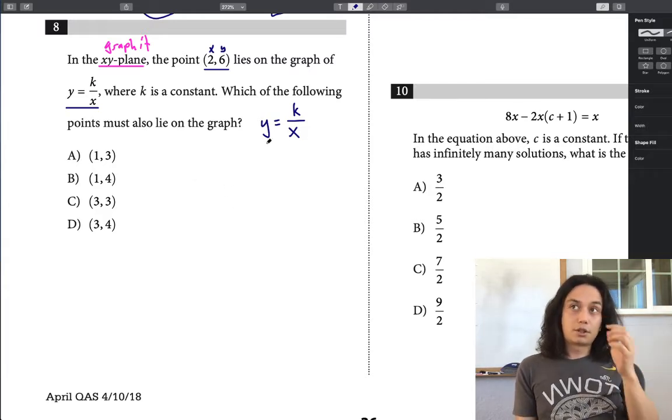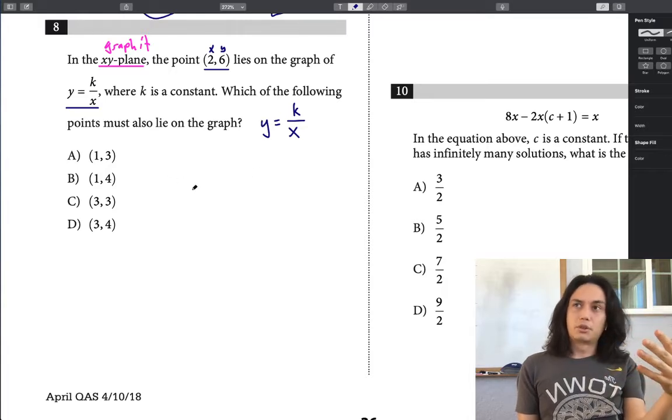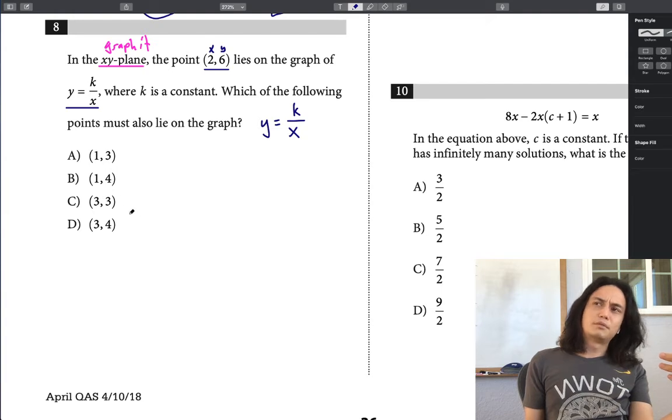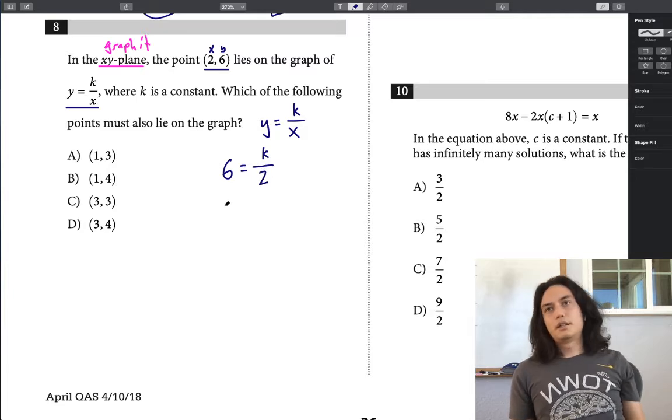The way to solve this question is we're going to plug these points in for x and y, solve for k, and then, I don't know what the next steps are. Probably either plug these in or, my guess is going to be plugging this in, but let's see. So we're going to plug 2 and 6 in for x and y. 6 is the y, and k over 2. And then we're going to solve for k.